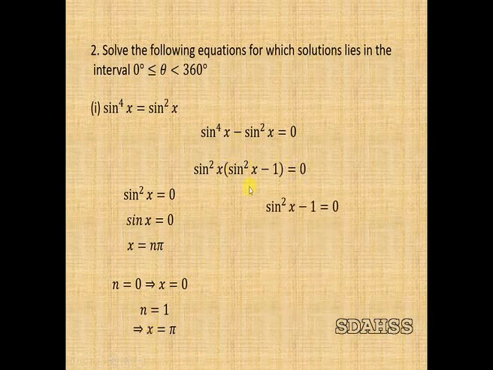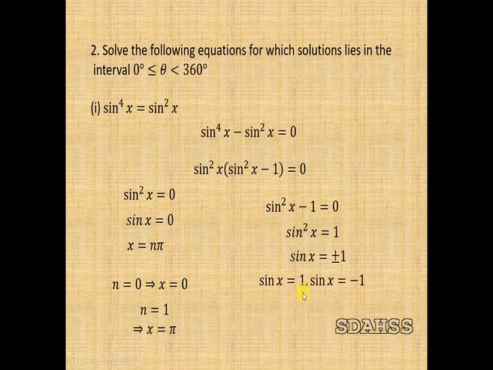Now equate the second factor to 0. Sin square x minus 1 is equal to 0. You bring this minus 1 to the other side, it becomes positive. So sin square x is equal to 1. So square root on both sides. So you have sin x is equal to plus or minus 1. So this we can write as sin x is equal to plus 1, sin x is equal to minus 1.